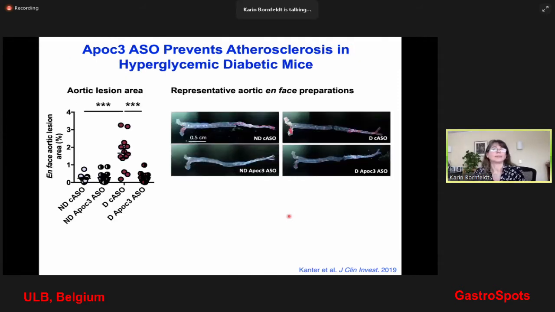So what about atherosclerosis? We measured atherosclerosis at several different sites and by different methods. So this is an en face preparation where the aorta is taken out, opened up longitudinally, and stained using a lipophilic stain called Sudan IV. And so these red patches you can see here are the lesions of atherosclerosis. And when we quantify that, diabetic animals have larger lesions than the non-diabetic controls, as we have seen many times before. And that was completely prevented when ApoC3 was silenced in the diabetic animals.